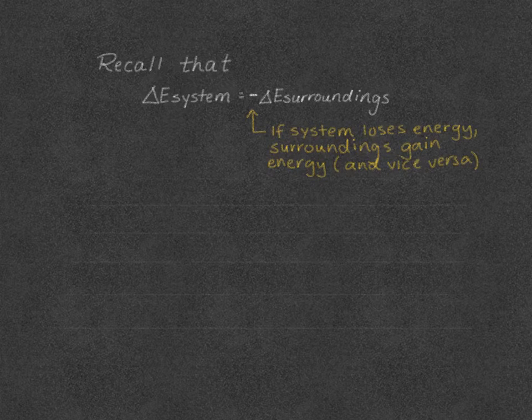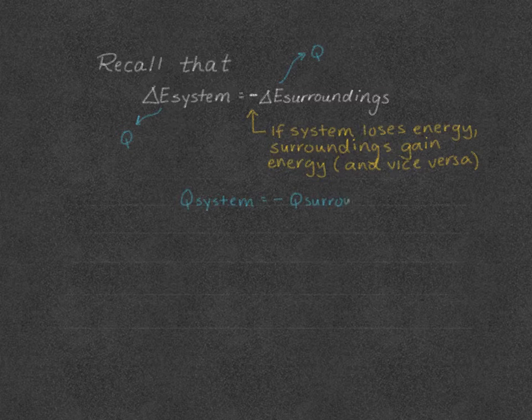So we have an equal and opposite process taking place. We're going to take this E system and E surroundings, and relate it to calorimetry. When we talk about the change in energy, we're really talking about the heat change of our system. So we're going to replace ΔE with Q. We can say that the heat change in our system is equal to the negative heat change of our surroundings. Again, equal but opposite.